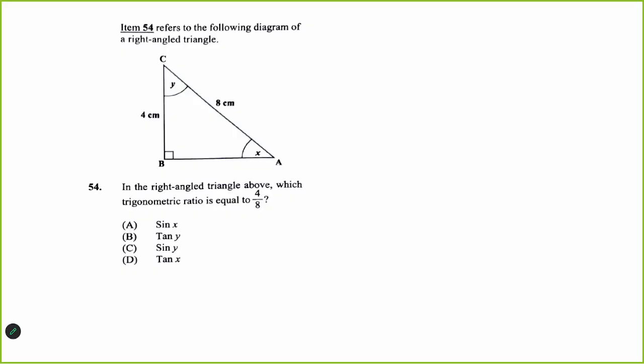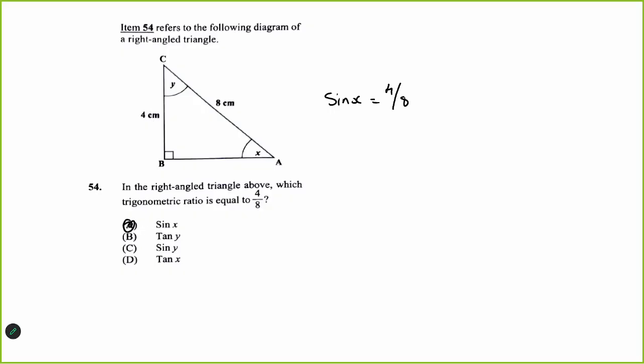Item 54 refers to the following diagram of a right angle triangle. In the right angle triangle above, which of the trigonometric ratios is 4/8? We did this question. The answer was sine x. But let's look at it. Sine x is equal to your opposite, which is 4, over your hypotenuse, which is 8. So the answer would be E.